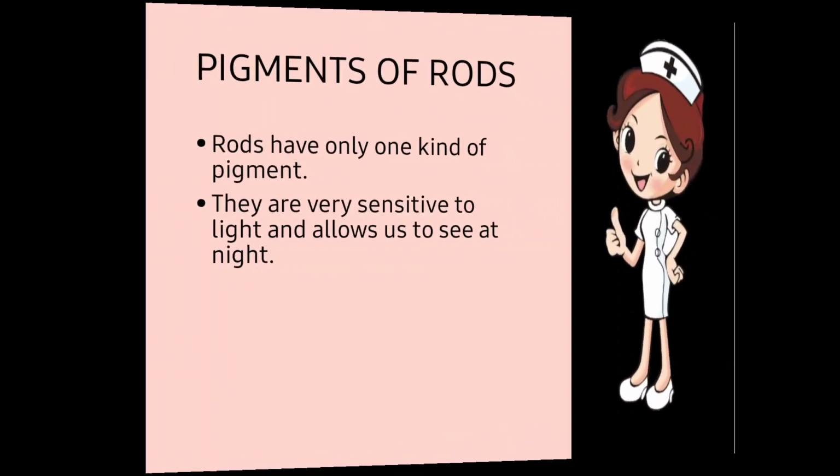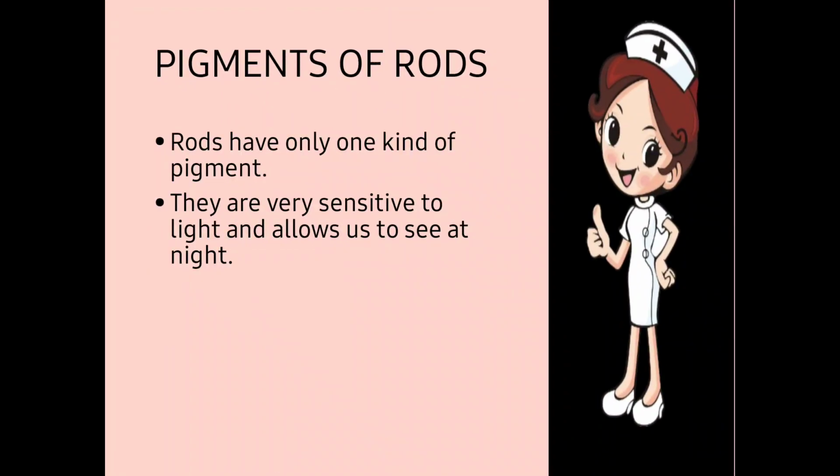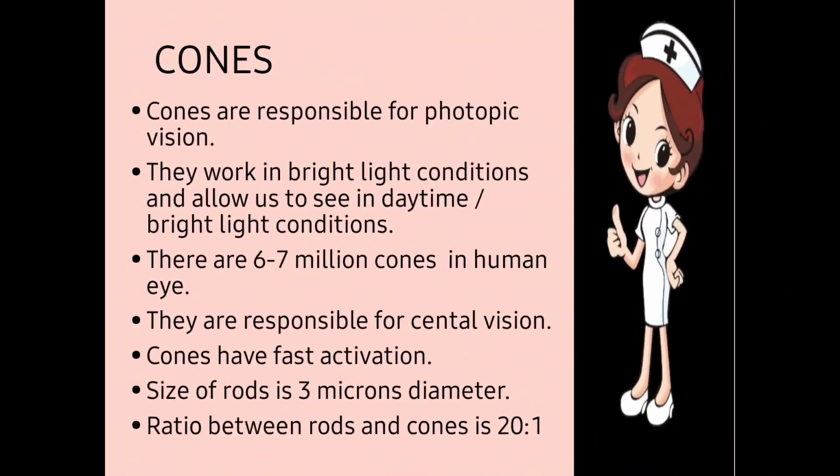Next one, pigments of rods. Rods consist of only one kind of pigment. They are very sensitive to light and allow us to see at night. When there is absence of rods, then we are not able to see in the dim light conditions or at night conditions. Next one, let's move to the cones.